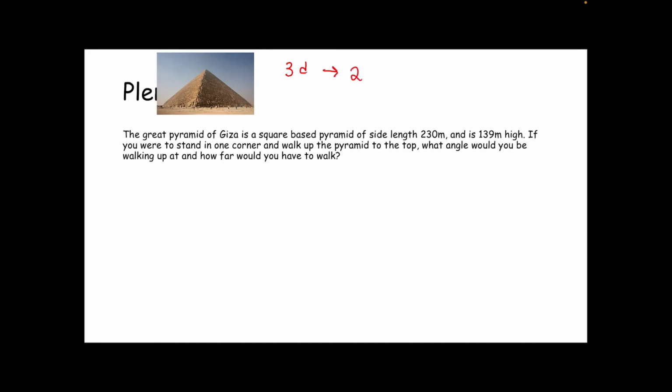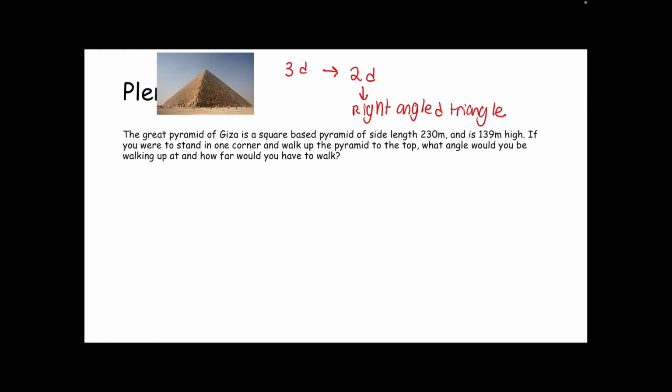Remember, when you're dealing with 3D diagrams, you need to find the 2D shape. And generally, we want a 2D shape that will form a right-angled triangle. From here, you'll use Pythagoras if you have two sides and you want a third side. Or if you're given an angle or want an angle, you'll use SOH CAH TOA.